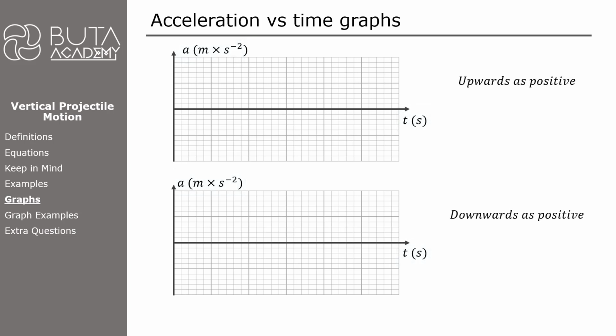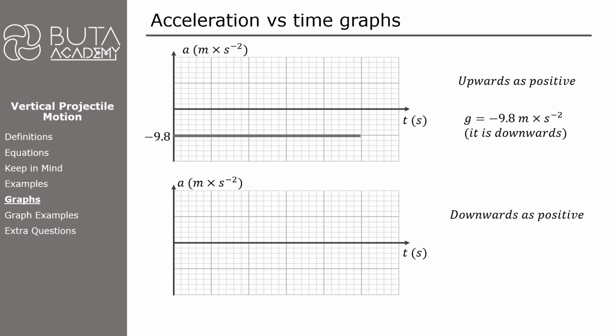If we choose upwards as the positive direction, the acceleration will be negative, as the acceleration of an object in free fall is the gravitational acceleration. Its magnitude is 9.8 meters per second squared. The graph itself will be a straight constant line, as the acceleration remains constant throughout the motion.